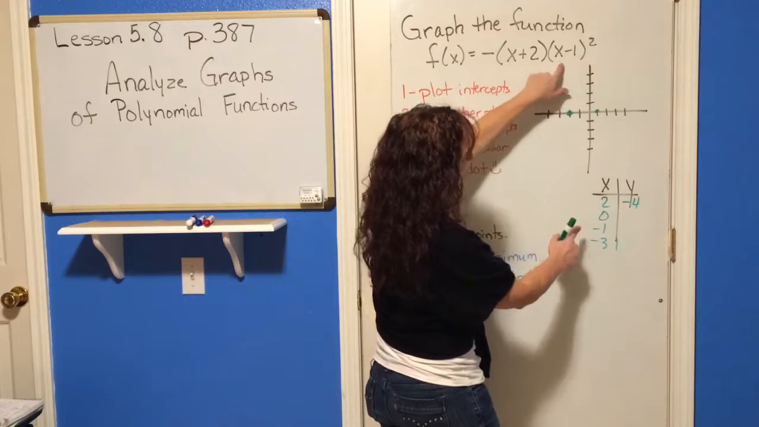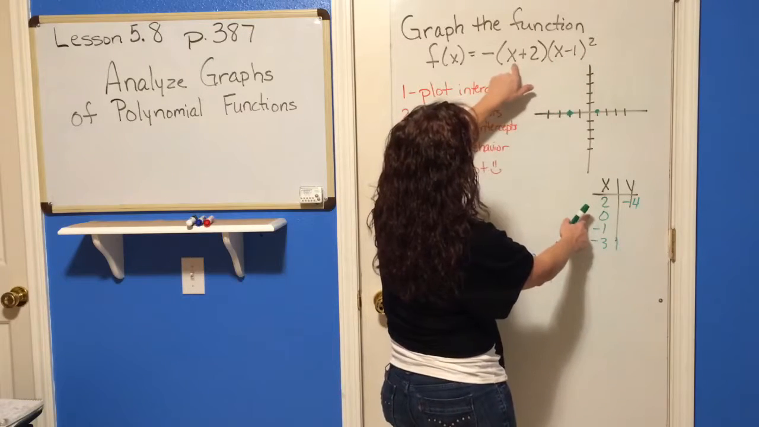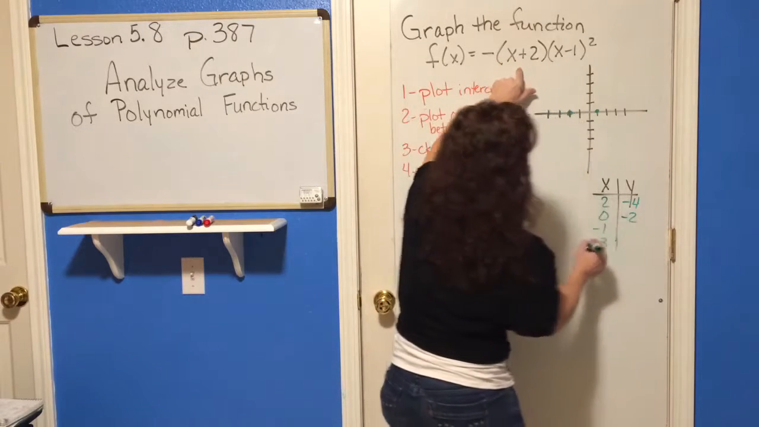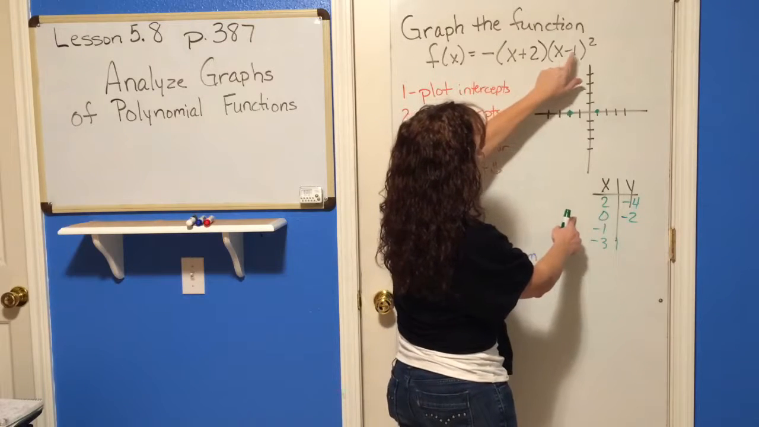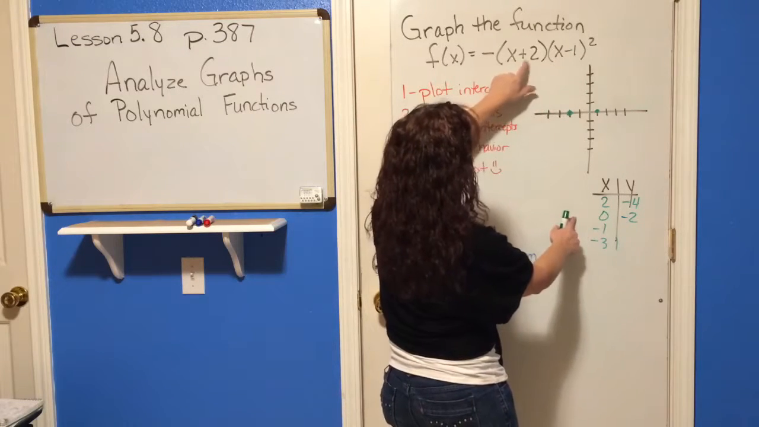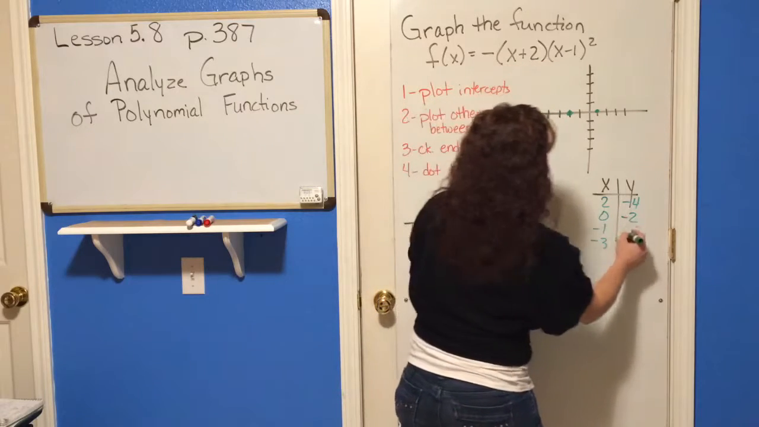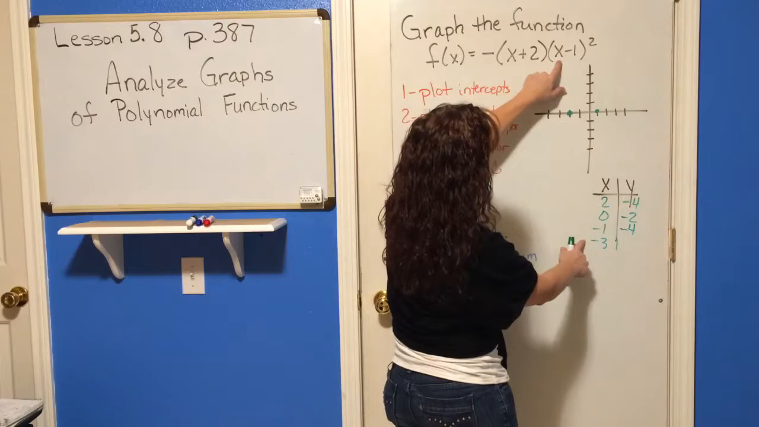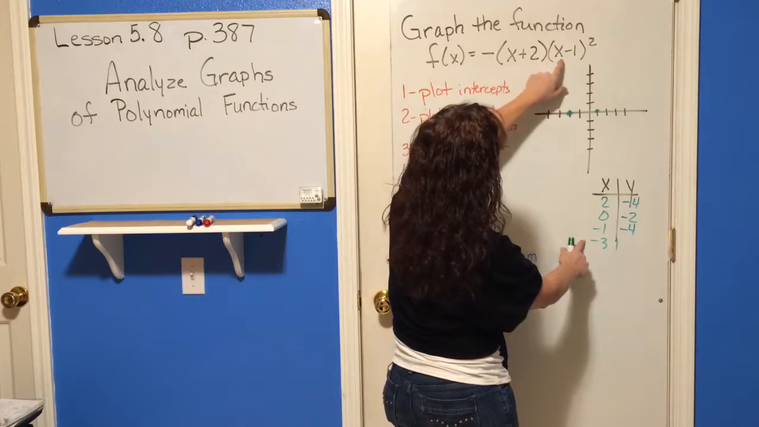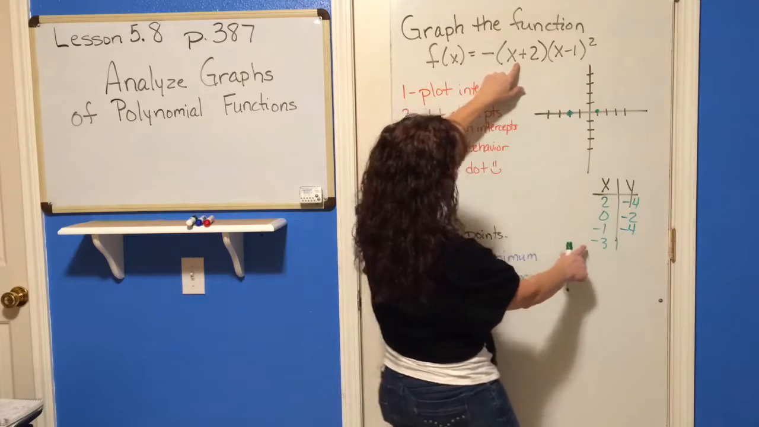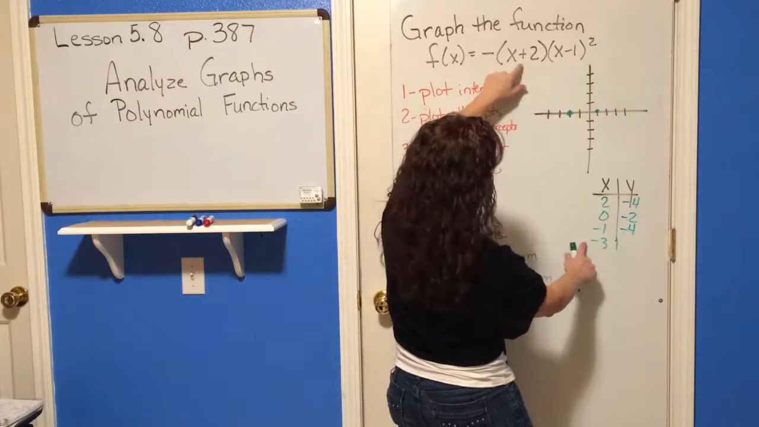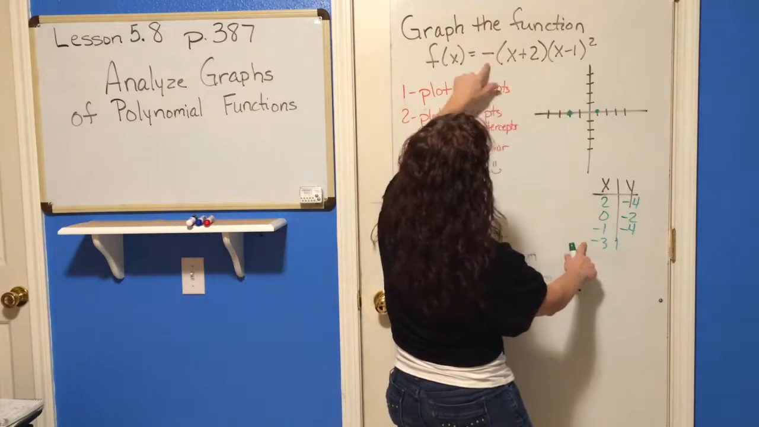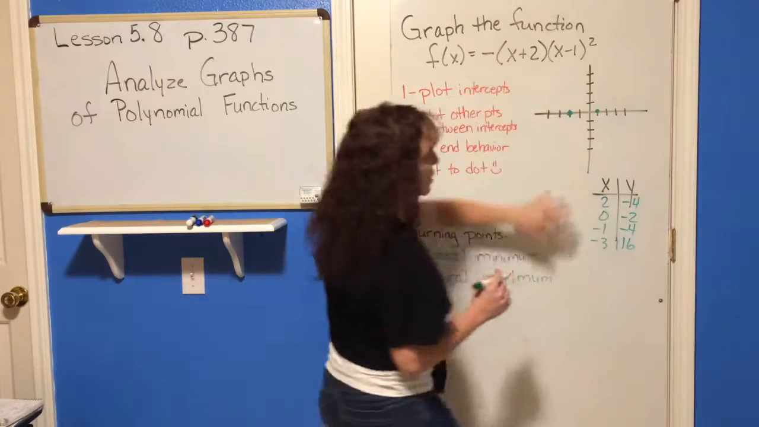For 0, let's square this first, so negative 1 squared is 1. 0 plus 2 is 2 times 1 is a negative 2 here. For negative 1, negative 1 and negative 1 is negative 2, squared is 4 here. And this is 2 minus 1 is 1, so negative 4 here. For negative 3, negative 3 and negative 1 is negative 4, squared is 16. And let's see, negative is positive 16. And now this is 2 minus 3 is a negative 1. Negative 16 times a negative is a positive 16. Okay, so there's some more points.